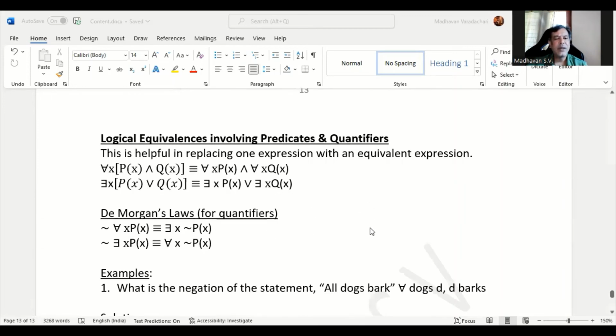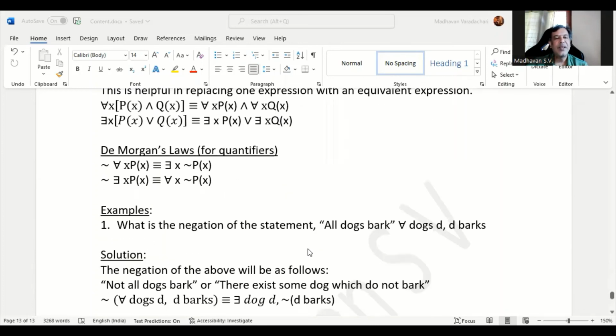Then we have De Morgan's laws for quantifiers. Not of for all x P of x is equivalent to there exists x not of P of x. That is one De Morgan's law. Second one, not of there exists x P of x is equivalent to for all x not of P of x. So let us do some examples in negation.